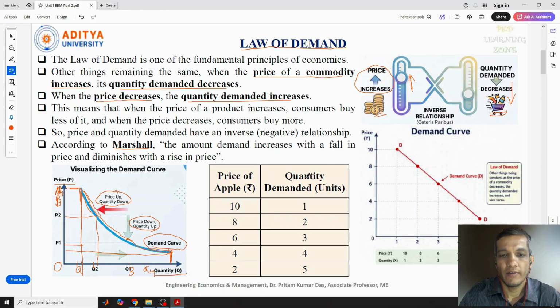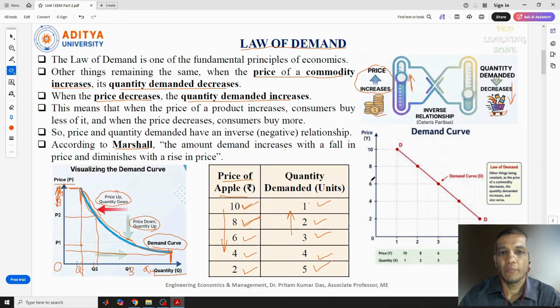The same thing we can discuss with an example. Suppose the price of an apple is initially 10 rupees for one quantity, 8 rupees for two quantity. That means when the price of the apple is 10 rupees, one quantity is demanded. When the price is 8 rupees, two quantity is demanded. Similarly, when the price decreases to 6 rupees, the quantity demanded is 3. At 4 rupees, the quantity demanded is 4. At 2 rupees, the quantity demanded is 5. So the price is in decreasing mode, and the quantity demanded is in increasing mode.